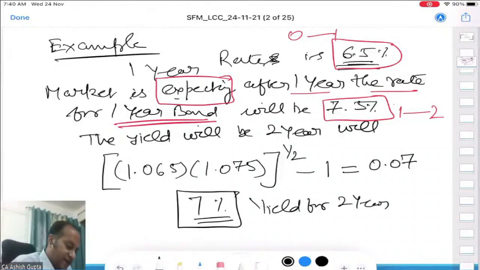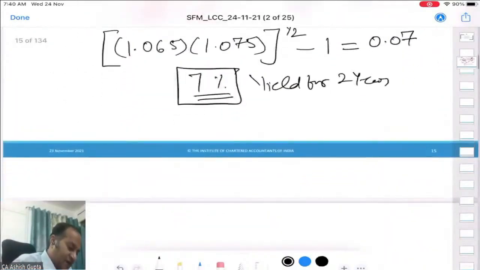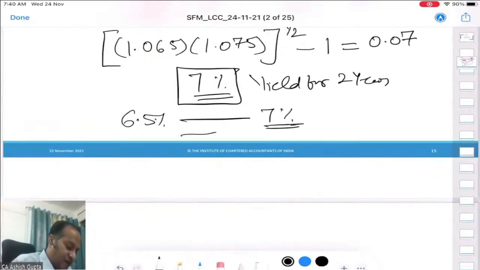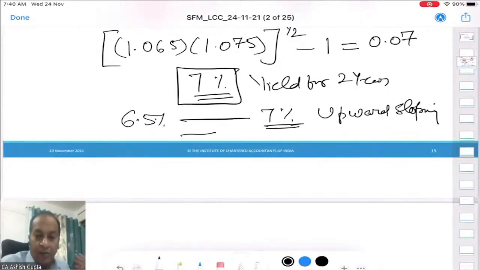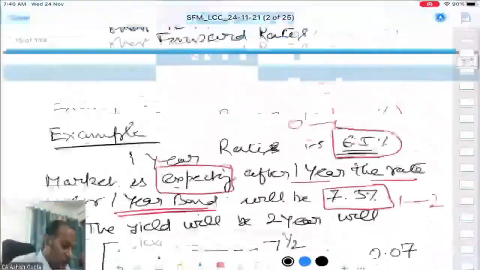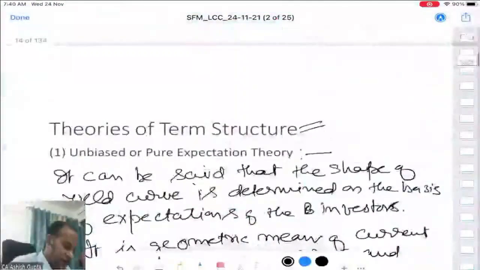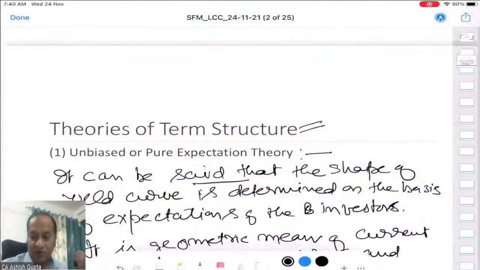So we can say, we are seeing that if the investors are expecting a boom in the economy, so there is an upward sloping, because 6.25%, 6.5% to 7%. It is an indicator of the upward sloping. Okay, student. So this is pure because it is based on the expectation. It is based purely on the expectation. Now let us see another version of the theory, and it is called liquidity preference theory.